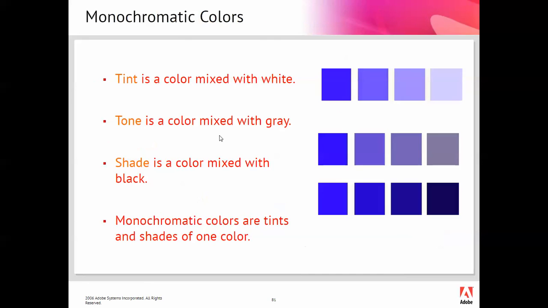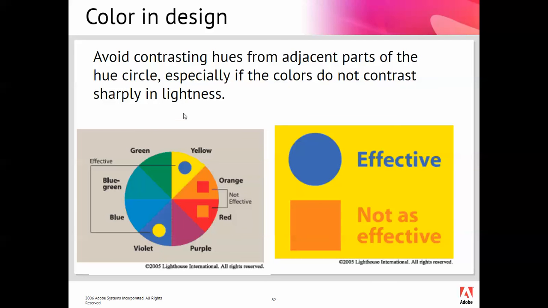So let's take a look at that. This is a tint; you're adding white to it. This is a tone; you're adding gray to it. And this is a shade; you're adding black to the same color. These are all called monochromatic colors because you're starting with the exact same color and adding white, gray, or black. Make sure you're writing everything in red in your paper notes.